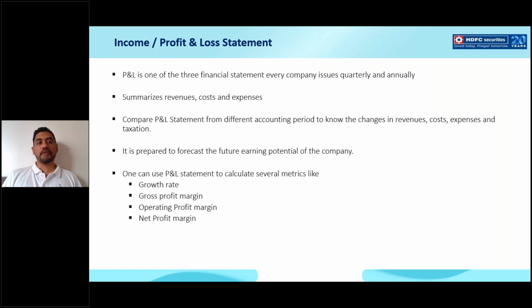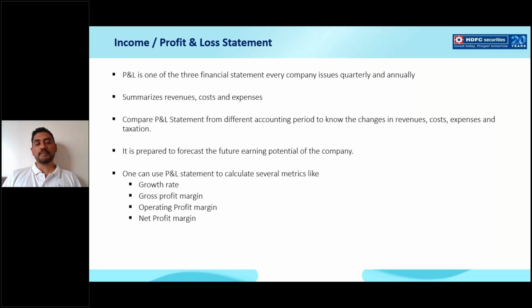So after preparing a profit and loss statement, we can see the growth in every parameter. We can forecast the growth in the parameters, and we could come to know the future earnings potential of the company. Some of the important metrics which we get to know from the profit and loss statement are the growth rate of the company in its revenues, its gross profit margin, its operating profit margin, and its net profit margin.